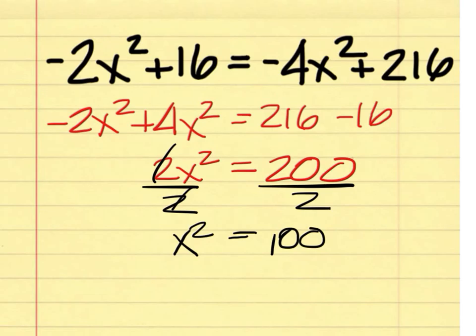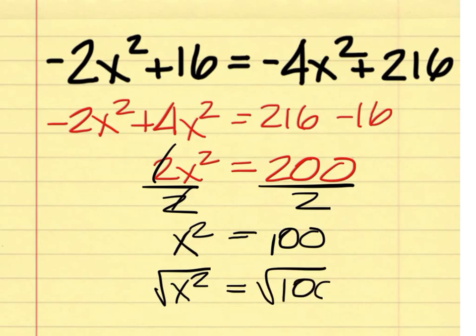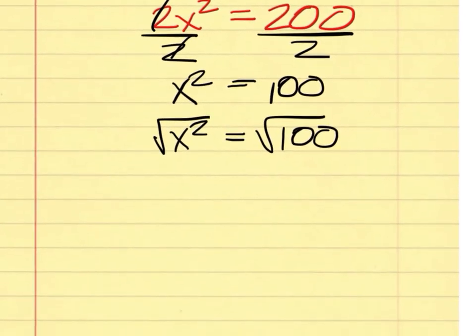Square root of both sides. So the square root of x squared and the square root of 100. All right, so we'll give the points there. And what is the square root of x squared? We got to start over again.